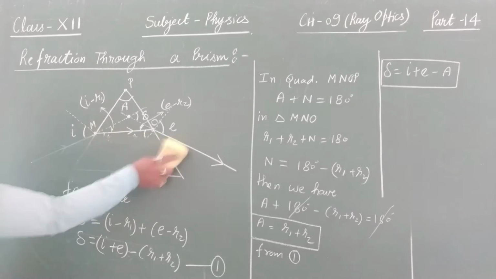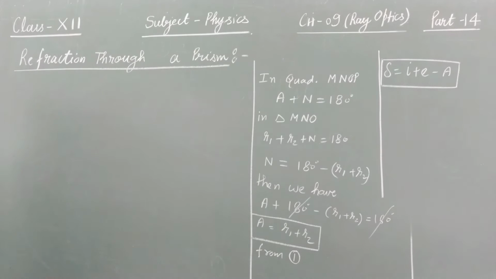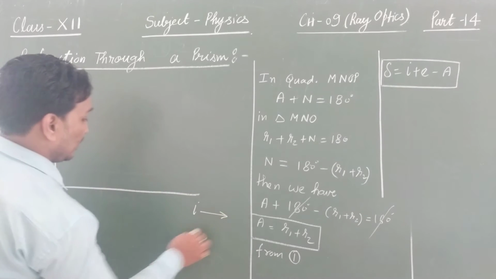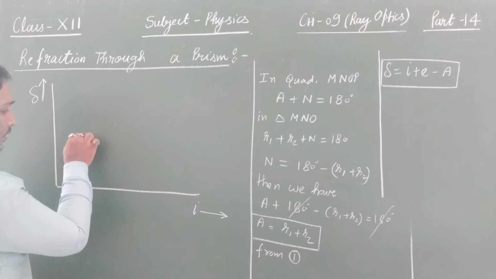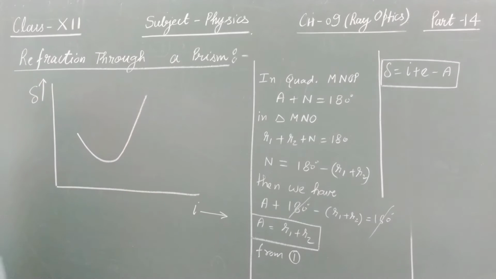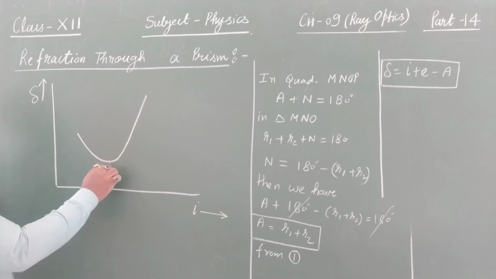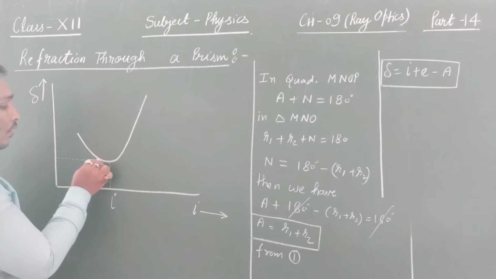Now let us draw a graph for the variation of angle of deviation with angle of incidence. So if I plot a graph, on x-axis if angle of incidence is taken, on y-axis if angle of deviation is taken. So if we start from the angle of incidence of 30 degree, the graph comes out to be something like this. So for a particular value of angle of incidence, angle of deviation is minimum.